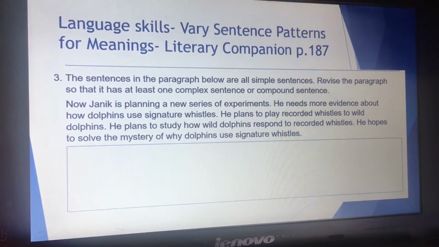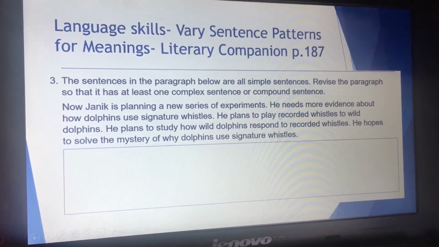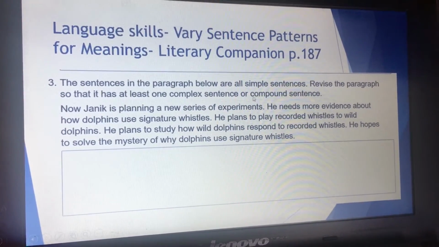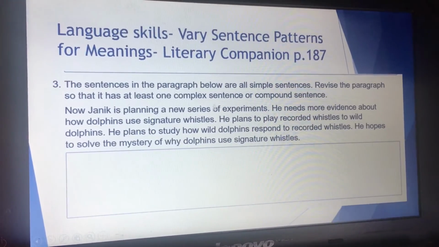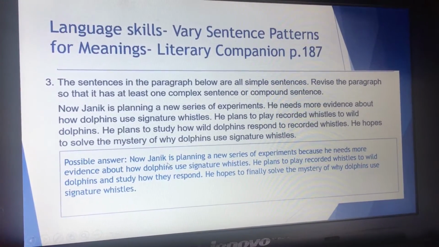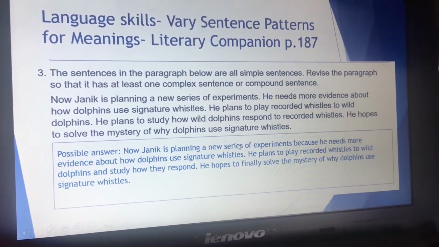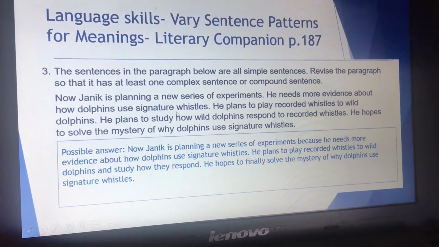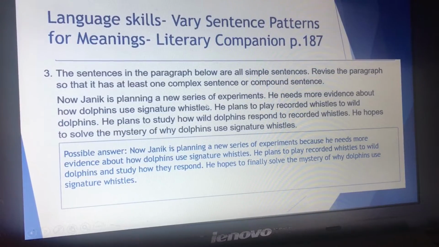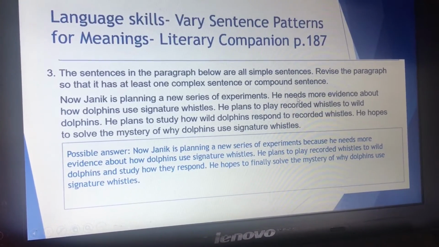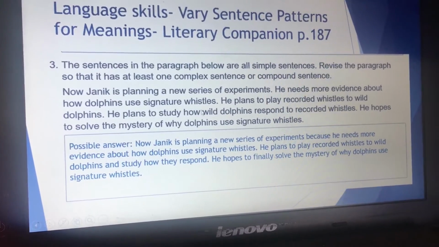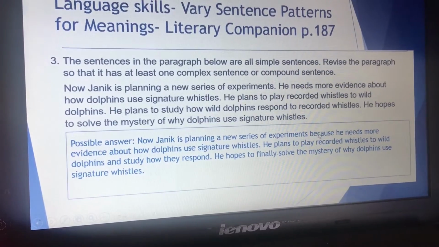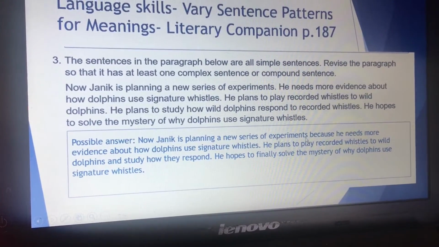If you remember, or if you notice, we have a series of ideas. Some of the ideas complete each other. That's why we can do them as a compound sentence or a complex one. Now, the possible answer that you can do, well, you have to say, he's planning a new series of experiments. Why does he plan a new series of experiments? Well, because he needs more evidence about how dolphins use signature whistles. So the first conjunction that we can use is because, and we have built a complex sentence over here.